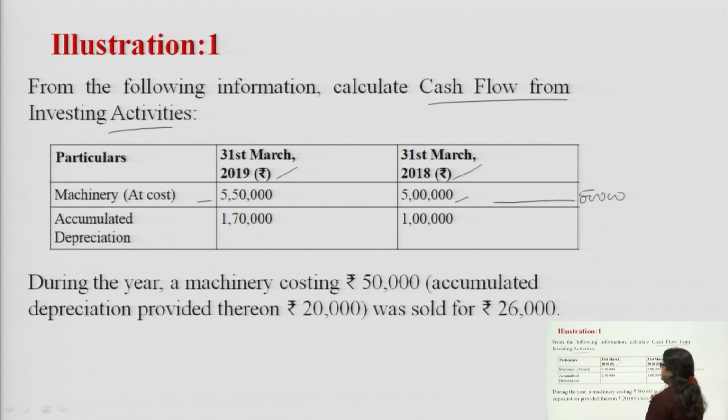Maybe the purchase has been done. Accumulated depreciation has been given, it was earlier 1 lakh and now it is 1,70,000. An adjustment is also given during the year: a machinery costing rupees 50,000, accumulated depreciation provided thereon 20,000, was sold for 26,000. It is all about the question. Now, we will do the solution.